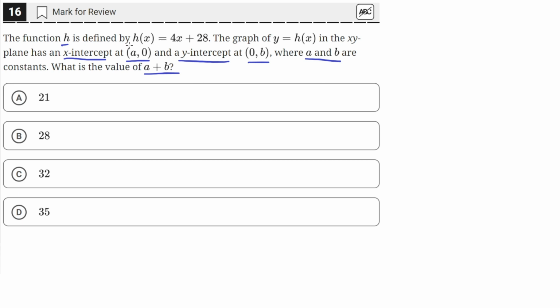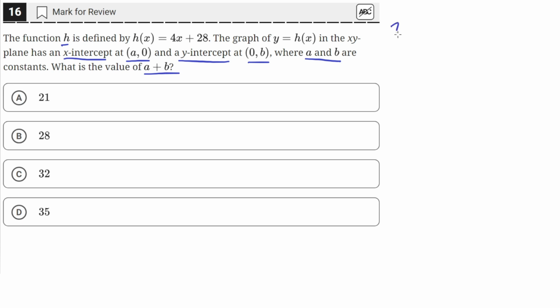So we have this equation here, the equation of a line, and we need to find the x and y intercepts so that we can find the value of a and b, and then we just need to add them together to get our answer.